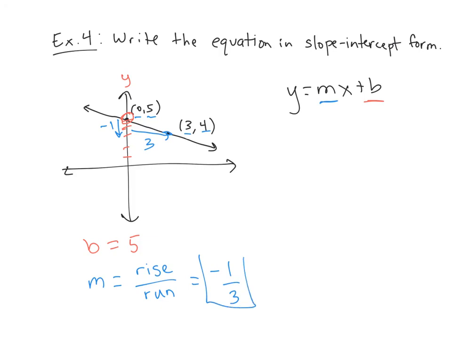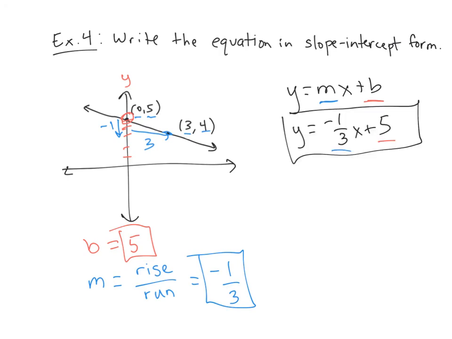Now that I know my m is -1/3 and my b is a +5, go ahead and try to write the equation of the line in y equals mx plus b form and enter your answer when you're ready. So if I plug in a -1/3 for m and a 5 for b, I get y equals -1/3 x plus 5, which is my equation of the line here. So hopefully you're able to plug in those pieces and pick out the right answer.